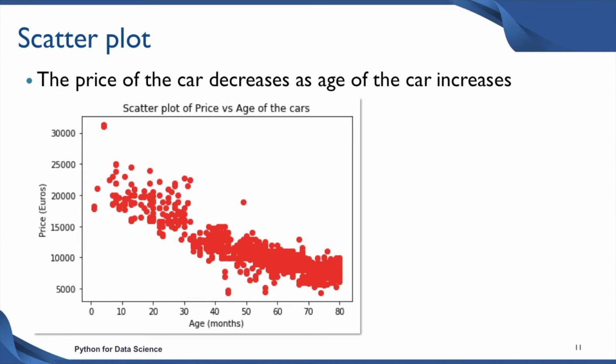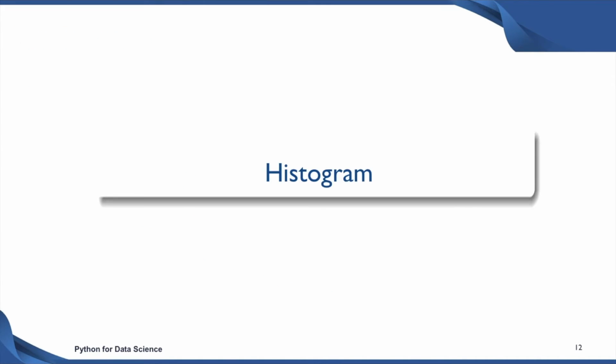Okay. So we can interpret through this graph that the price of the car decreases as the age of the car increases, right? We can also visually see the same thing. So that's why we have come up with this interpretation, right?